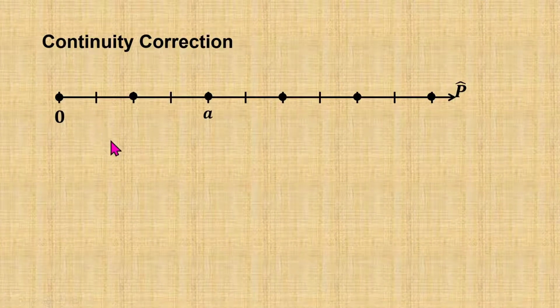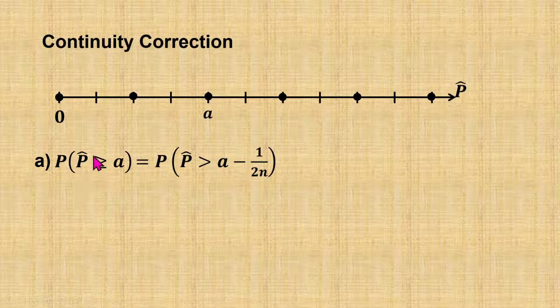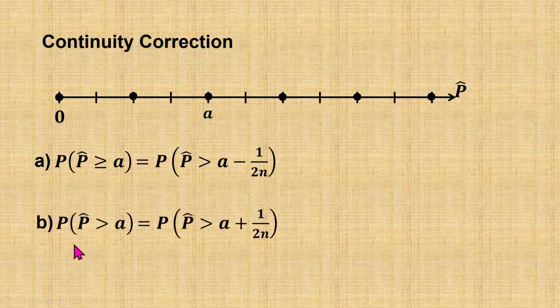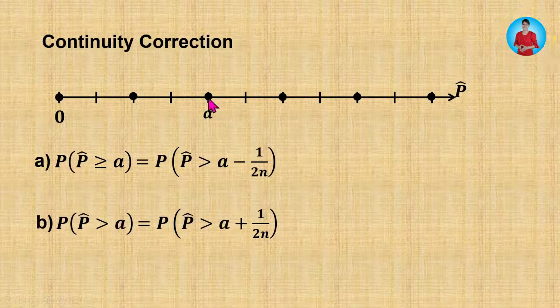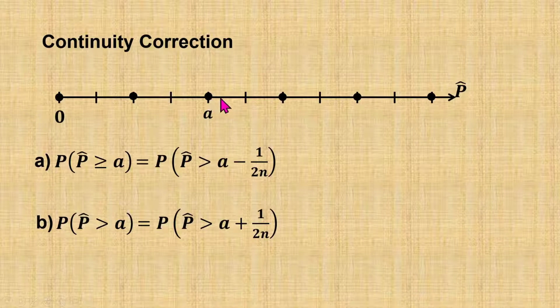When doing the continuity correction, let's say when the sample proportion is greater than or equal to a value A, when we change to a continuous interval, the interval will start from a value slightly less than A, such that when p-hat equal to the value A is included. So therefore, we use the value A minus a small value, that is 1 over 2n. And for the sample proportion which is greater than A but not including A, the interval must start from a value slightly greater than A, such that A is not included. So we use A plus a small value 1 over 2n.